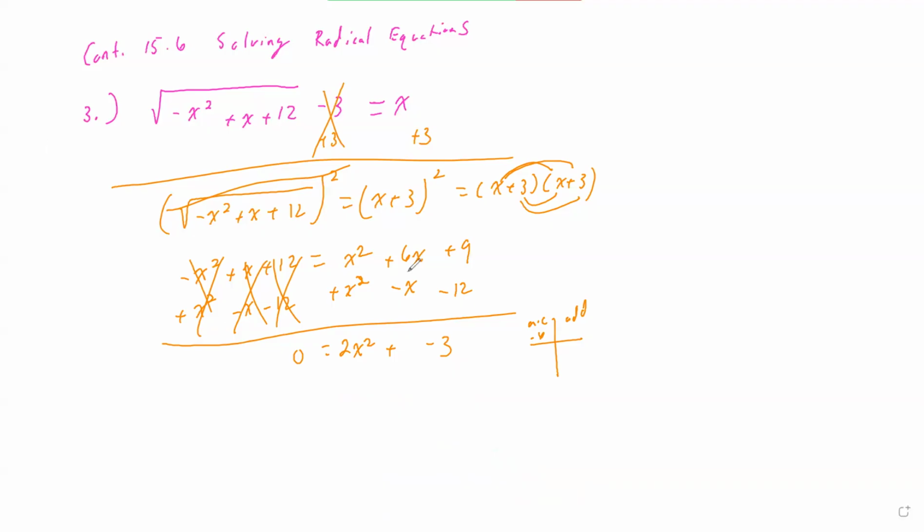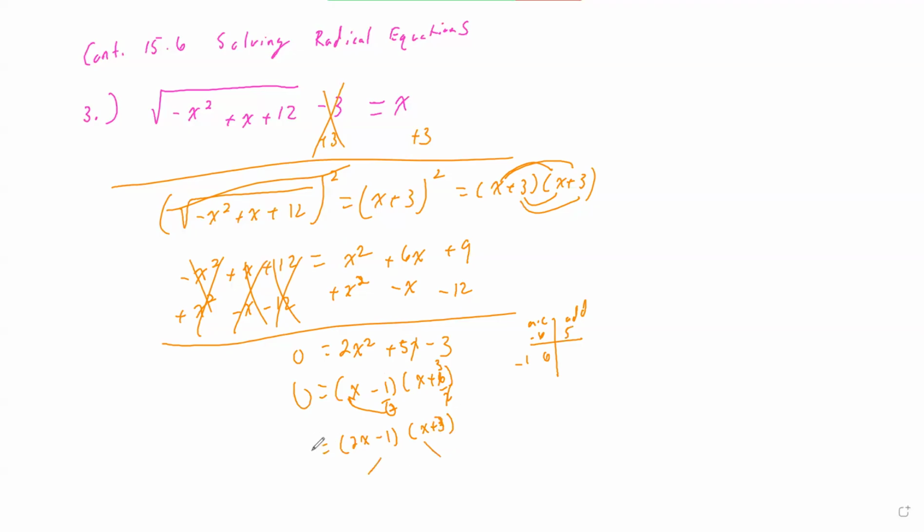Because 6x minus x is actually 5x. And so now if I'm trying to add up to 5 and multiply to negative 6, it's going to be 1 and 6, which will be a negative 1, positive 6. This is x minus 1, x plus 6, divide by 2. 2 goes to the front. This becomes 3. So this will become 2x minus 1 and x plus 3.